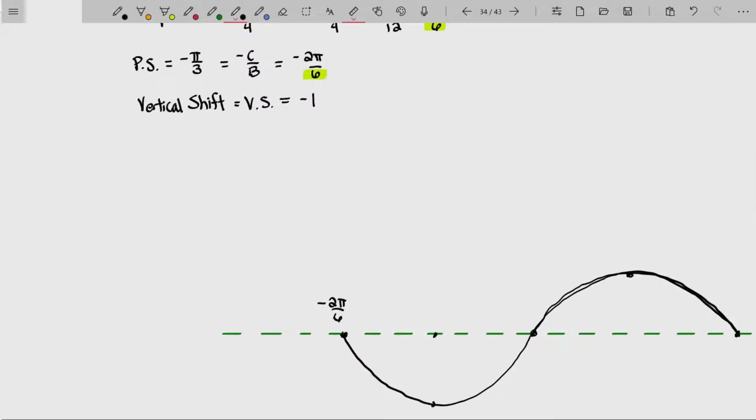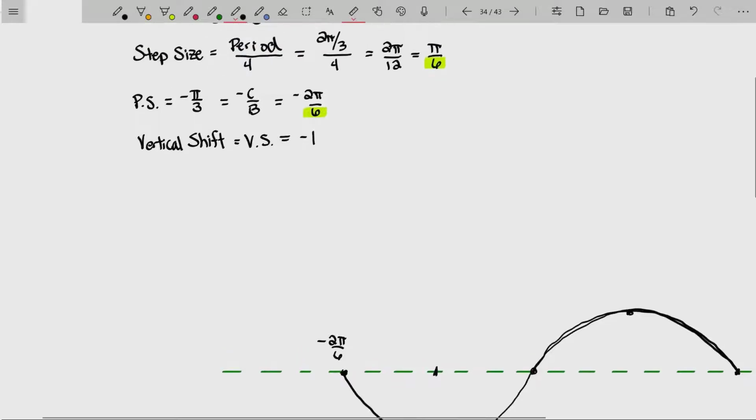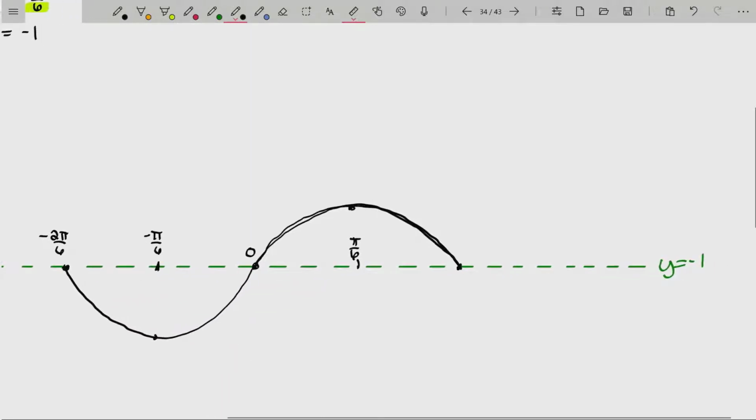To get to the next key point, I will add the step, π/6. So adding π/6, I'm now at -π/6. Add another π/6, I'm at 0. Add another π/6, I'm at π/6. Add another π/6, and I'm at 2π/6.